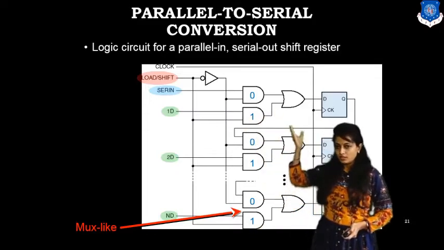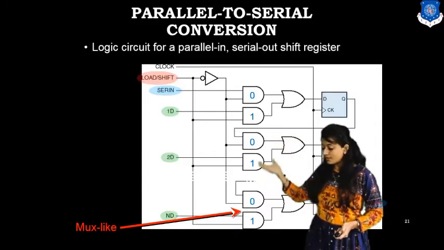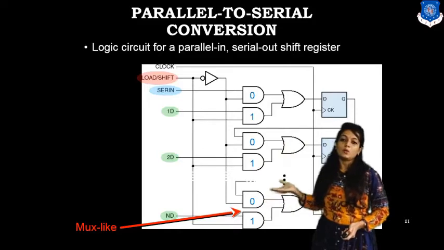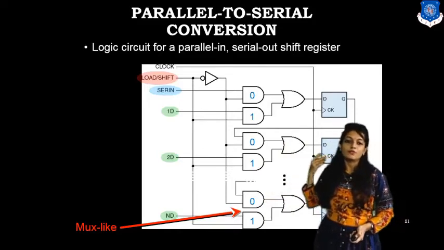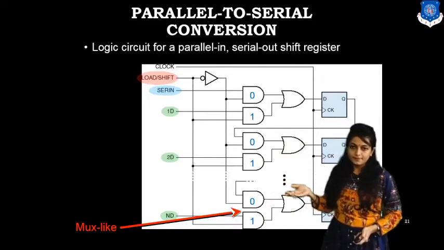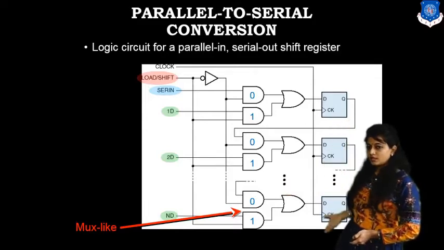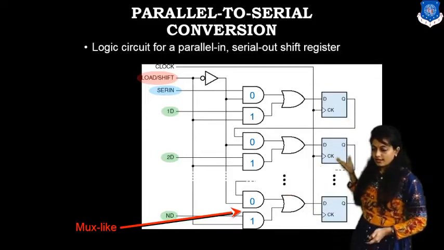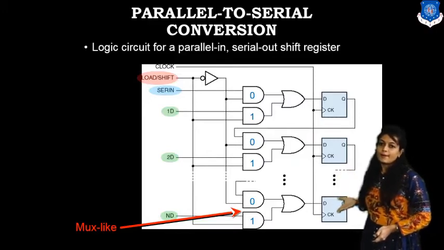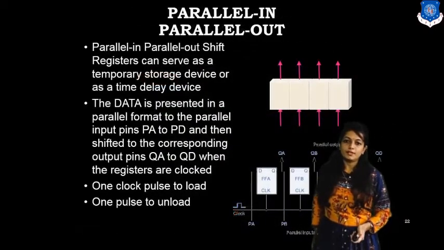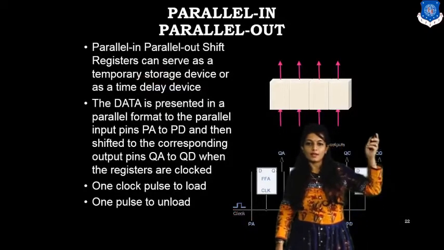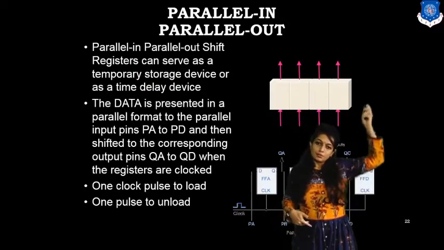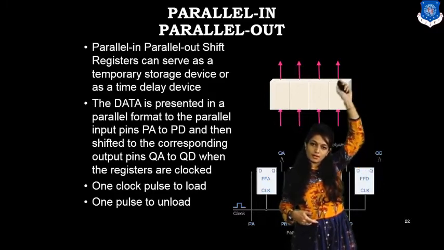It depends on how many bits of conversion are required. Based on that, we require the flip-flops, the number of bits. So we need an n-bit shift register for n-bit parallel to serial conversion. Now, parallel to parallel conversion, that means parallel input, parallel output.